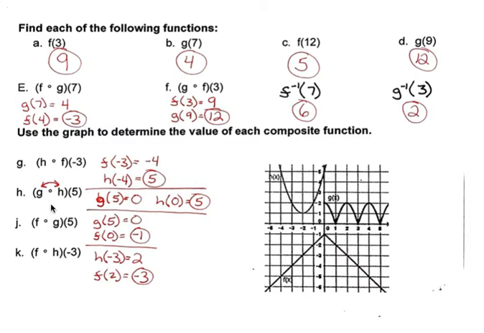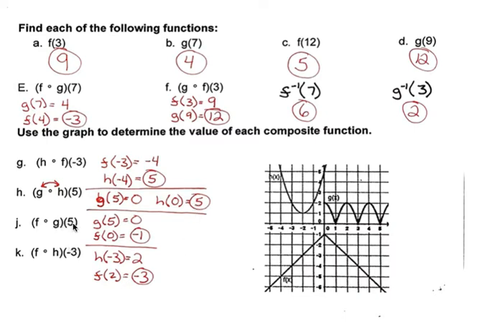Now I switched these by mistake, so we're going to do h of g of 5 now. G of 5, we cruise along till we get here, and g of 5 is going to be 0. So that's what I got here, 0. Now we'd put that in for the h. H of 0, we go up for the h graph, is 5. So h of 0 is 5.